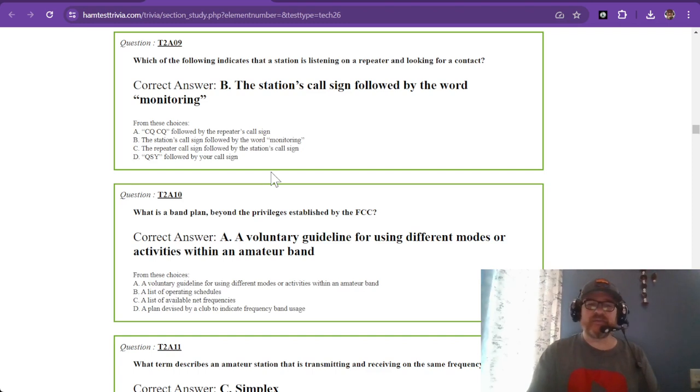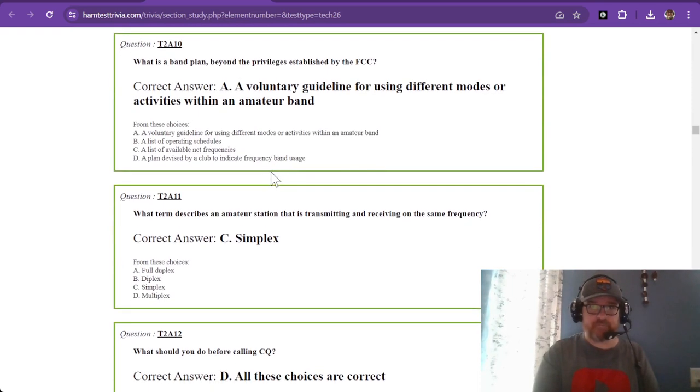Which of the following indicates that a station is listening on a repeater and looking for a contact? And the answer is B, the station's call sign followed by the word monitoring. So we're back on the repeater again, radio's not on. This is Whiskey 1, Radio Charlie Papa, monitoring. Or I might say, this is W1RCP, monitoring. And if anybody else is out there, they'll come back. In our town, nobody's coming back.